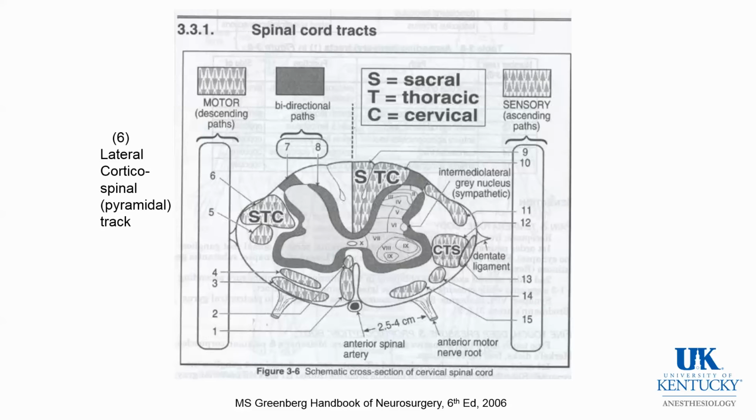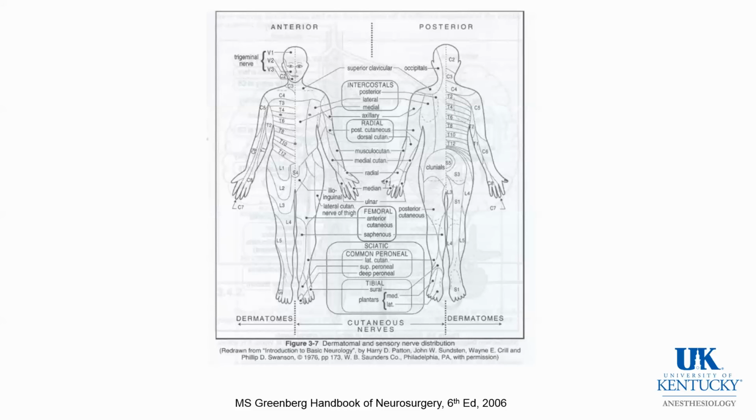This slide depicts the various spinal cord tracts, the ascending sensory and the descending motor. The dermatomes refer to the skin supply by spinal nerves and peripheral nerves, and the details are reflected in the next few slides.